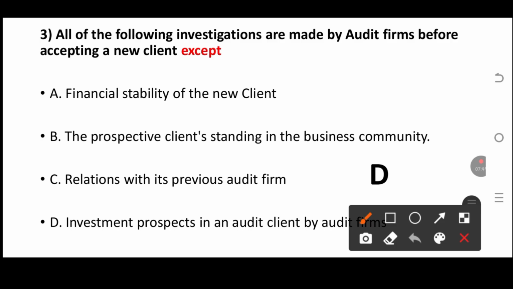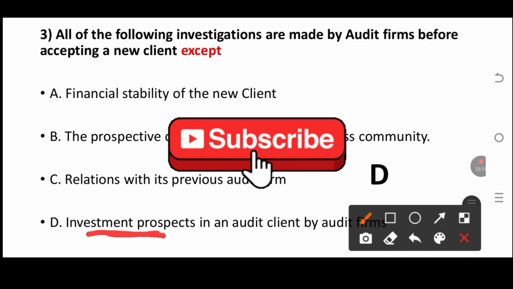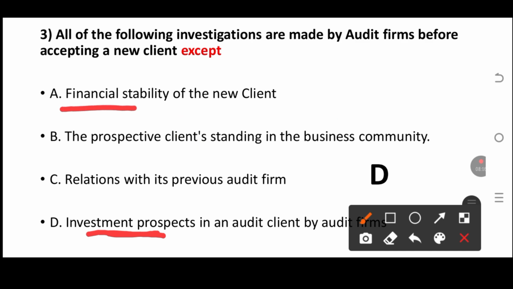That's previous data of the client. That should also be checked or investigated by audit firms. So basically, D, investment prospectus in an audit client by audit firms, is basically not a major investigation for these things. A is correct, because the financial stability of the new client should be investigated.